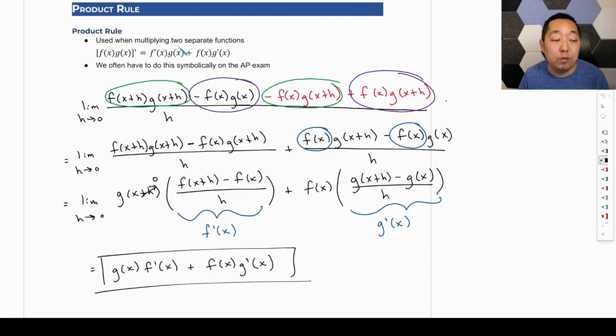When I'm multiplying two functions, the way I like to remember it is, I do the derivative of the first function, but I leave the other one alone. And then I swap it. I leave the first one alone and then multiply by the derivative of that function there.